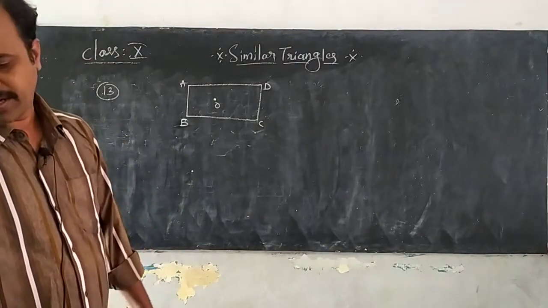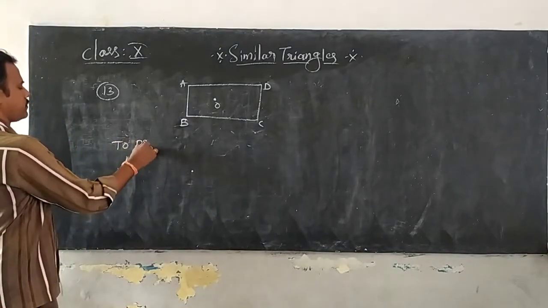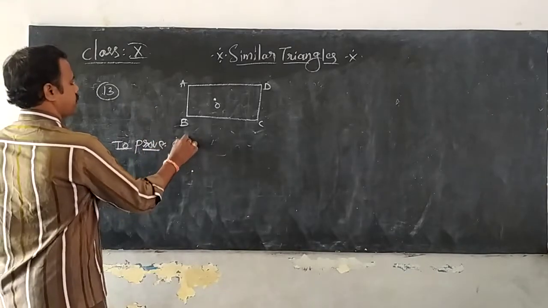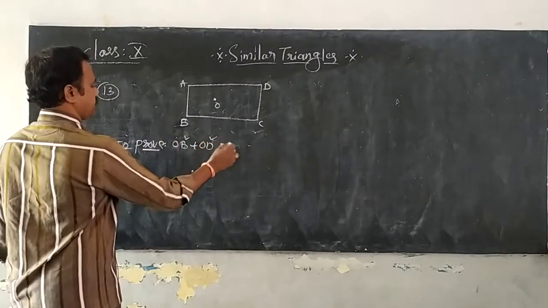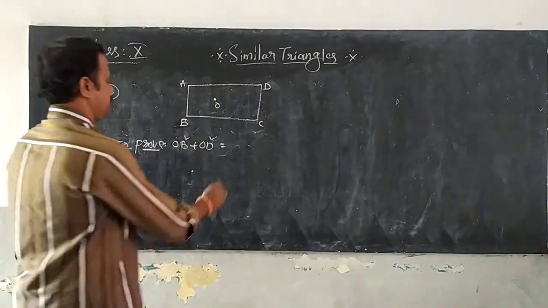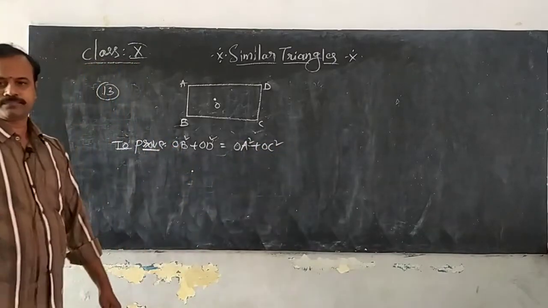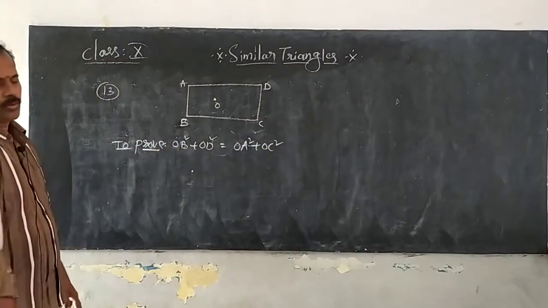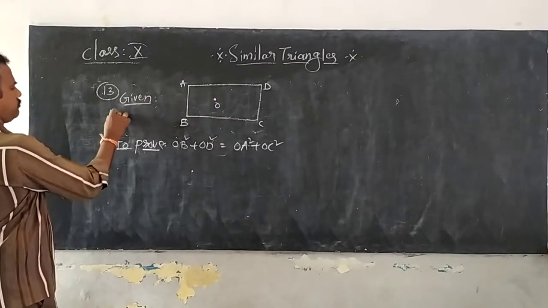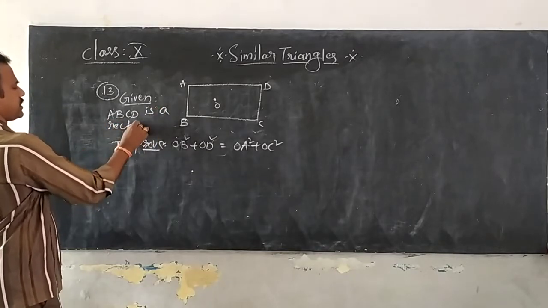Prove that OB square plus OD square is equal to OA square plus OC square. To prove, I will write the given. Okay, Nana? So what is given here? Given: ABCD is a rectangle.